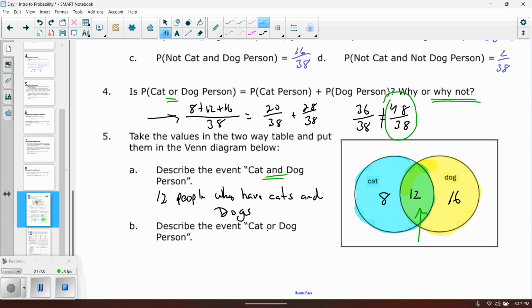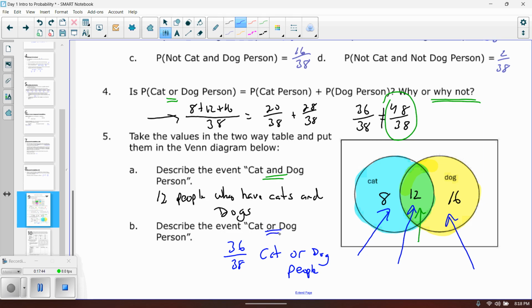Now describe what it means to be a cat or a dog person. Well, I could be in this part. I could be in this part, because that is a cat or a dog person, or I could be in the center part. That's also a cat or dog person. It just happens to be that they like both. So basically, I need to add up all of those values. So 8 plus 12 is 20, plus 16 more is 36. So there are 36 out of the 38 people that are cat or dog people.